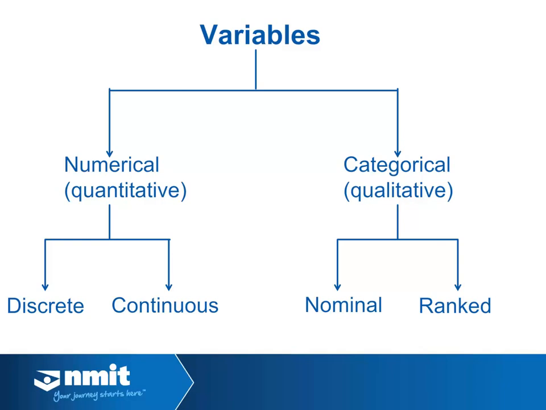And there's 4 main types of variable that we'll encounter. They're first broadly broken up into numerical and categorical. Numerical can also be referred to as quantitative and categorical as qualitative, and we'll be looking at what each of these are in the next slide. Numerical in turn can be broken up into discrete and continuous numerical variables, and categorical can be broken into nominal and ranked variables. So let's have a look at what each of those are.